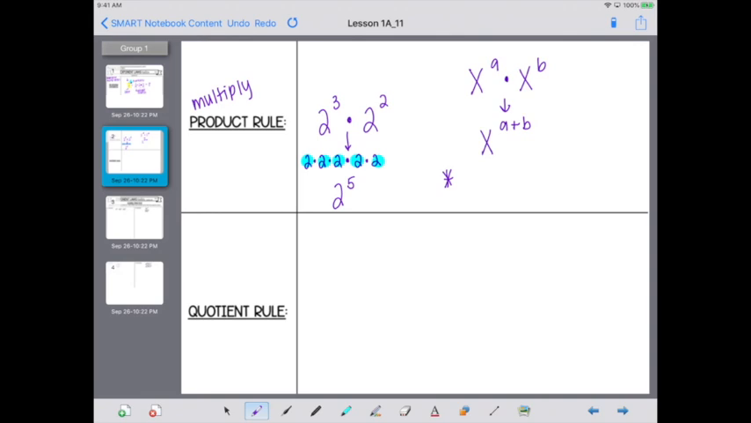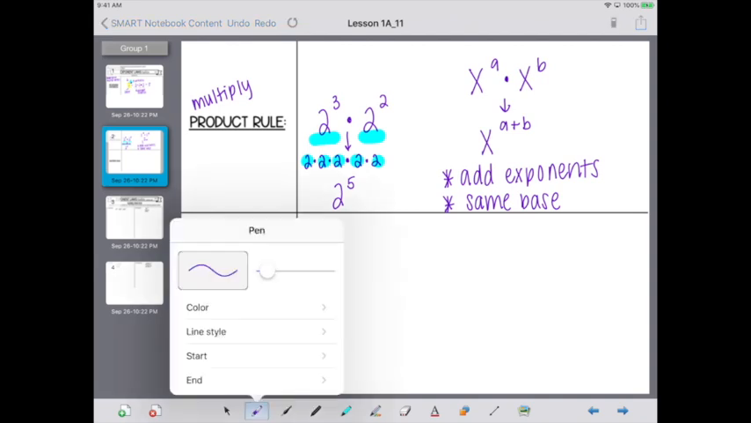So here the rule is going to be to add exponents when you're multiplying exponents with the same base. And again, they have to have the same base. That's super important. Same base, and you're adding when you have multiplication, when you're multiplying them. All right, let's go to the next rule.